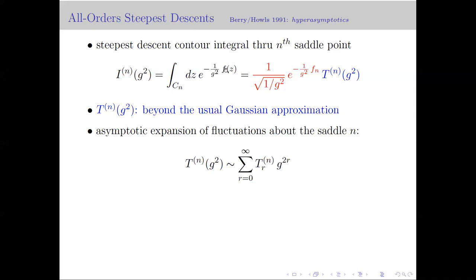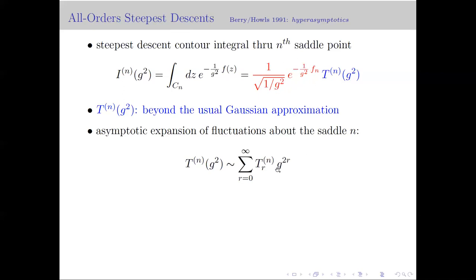But of course, that's not the whole story because f is expanded in an infinite Taylor series. So the corrections to this you could organize as an expansion in g squared. I hope that's clear. So this is all orders beyond the usual Gaussian approximation. So think of this as an expansion in powers of g squared. There are a few indices here. n refers to the specific integral going through the nth saddle point. And r here is referring to the order of the expansion around this leading behavior at that saddle point.